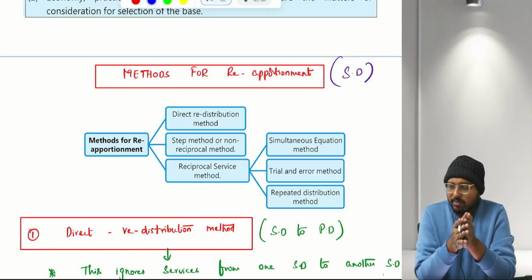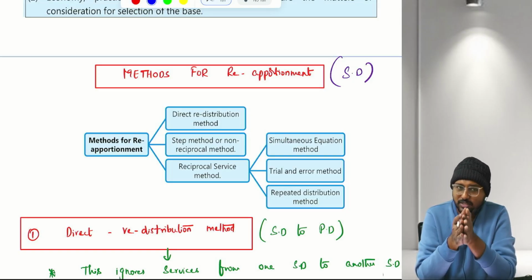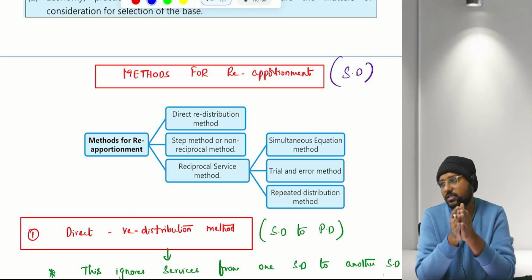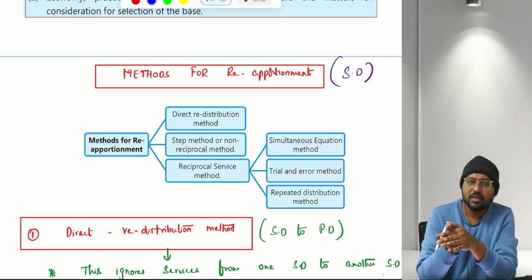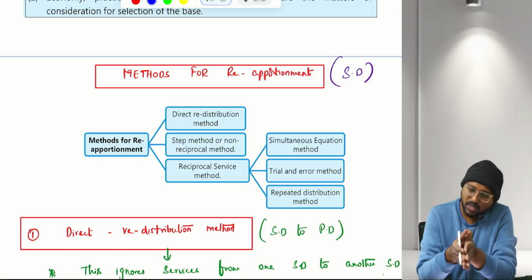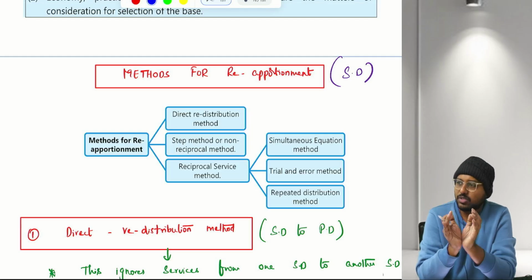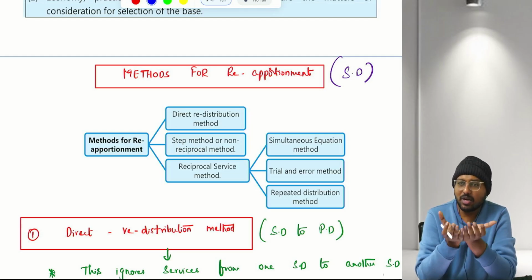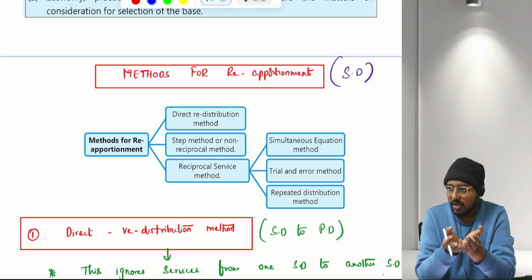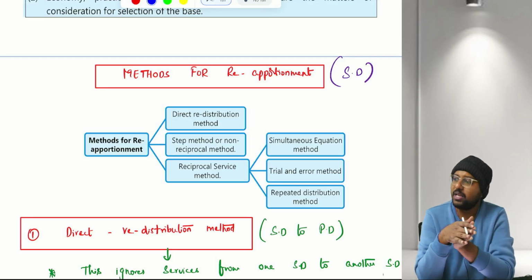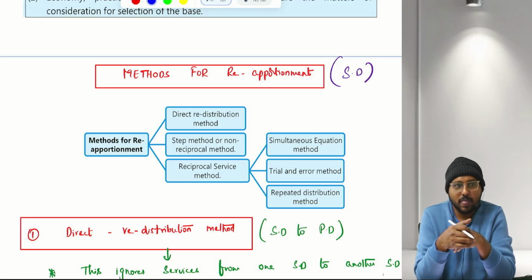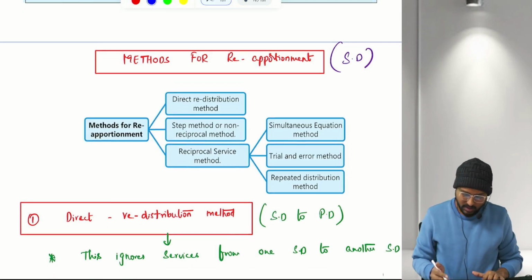Just remember, usually when it comes to step ladder method, the order of apportionment is very important, which means first I should start with which service department, next which service department, next which service department. Are you able to understand? If it is given in the question, happy, follow the question. If it is not given in the question, look at the amounts. Whichever service department has got the highest amount of overheads, we will start with that particular service department, followed by the next highest amount, followed by the next highest amount. Got the point? Everybody? Right.